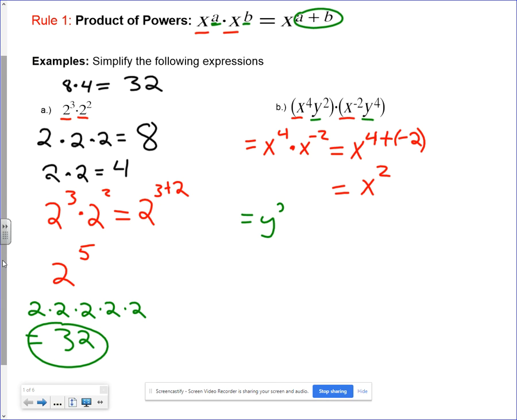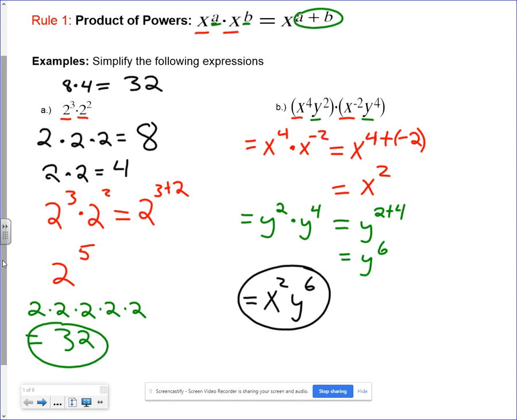With our y's, we can do the same thing. We'll have y to the 2 times y to the fourth. And using the product of powers again, we'll have y to the 2 plus 4, and that's the same as y to the sixth. So our simplification of this expression is x squared y to the sixth. The product of powers rule just lets us save time with some of these computations, and it also lets us simplify some of these expressions.